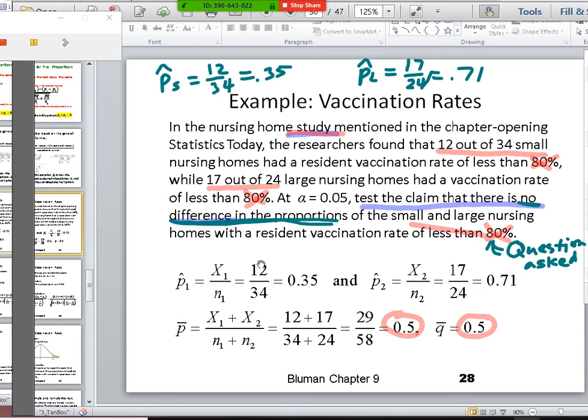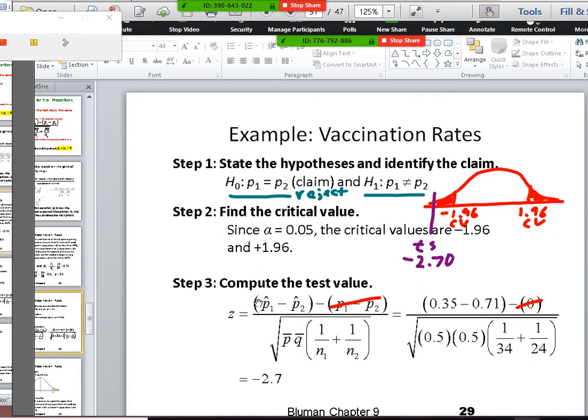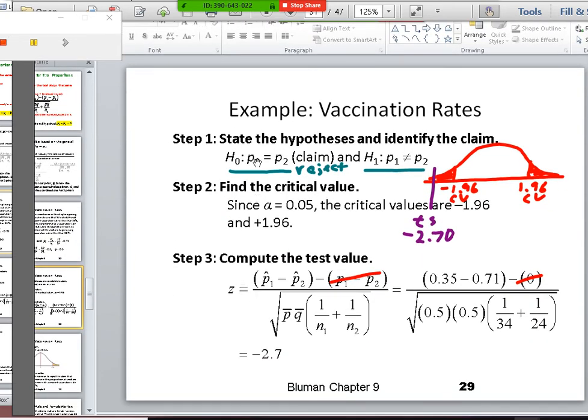No difference equals. So that means my step 1 is going to be that P1 equals P2. That's my claim. So H naught is always equals. H naught will always be that P1 equals P2. Since that's my claim, then H1 will be that they're not equal. It'll be the opposite of that.